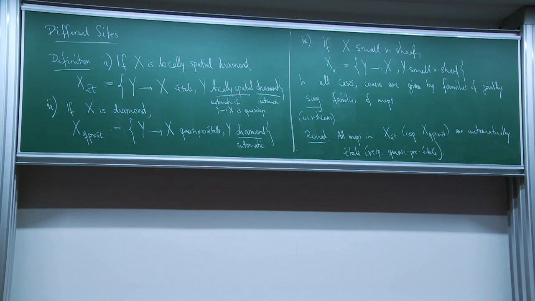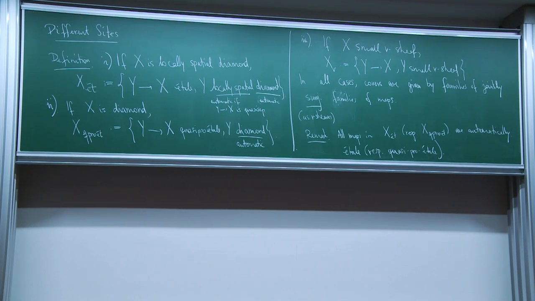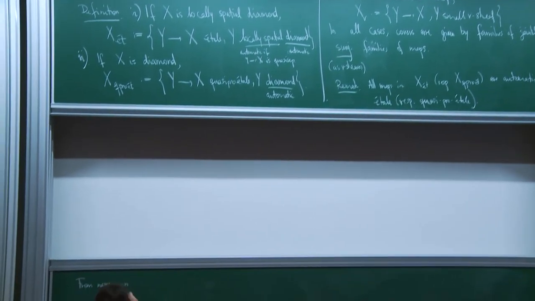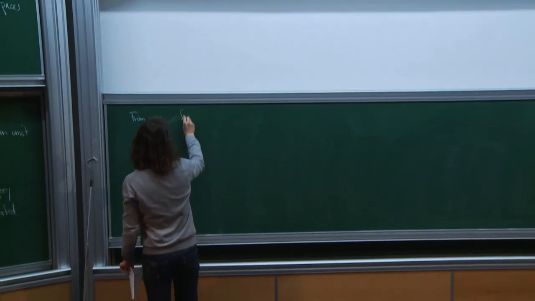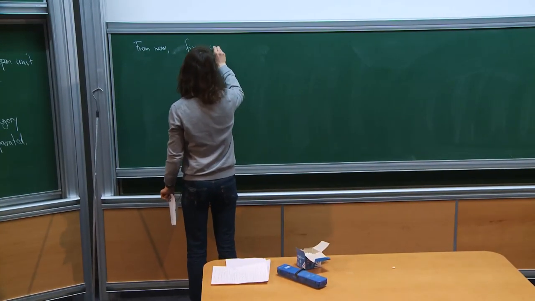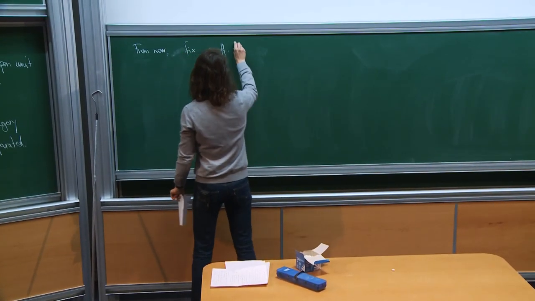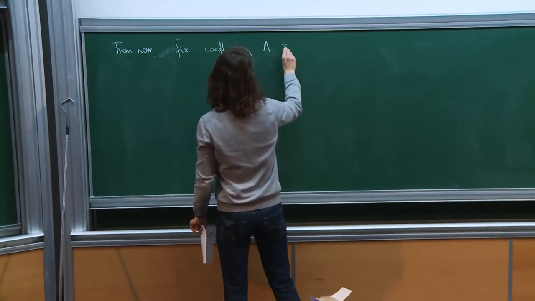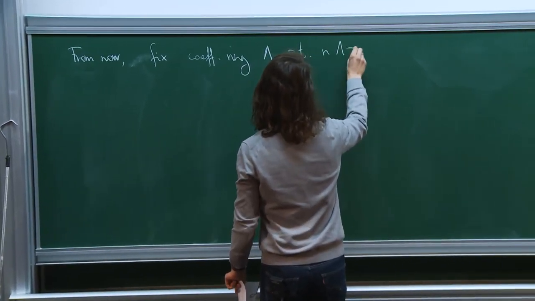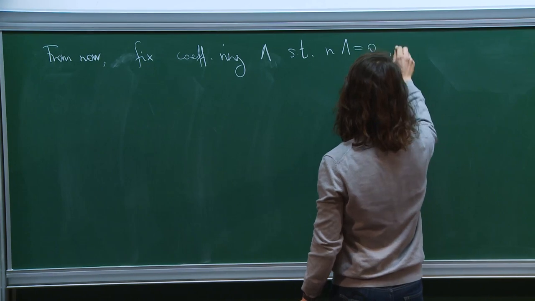Okay, let me from now on also fix a coefficient ring before stating the theorem. Some coefficient ring lambda such that m times lambda is 0 for some m prime to p.